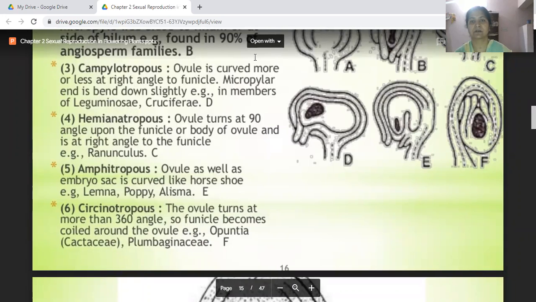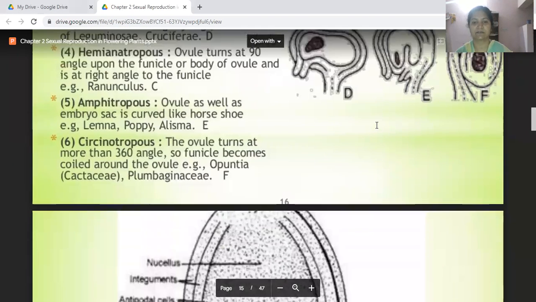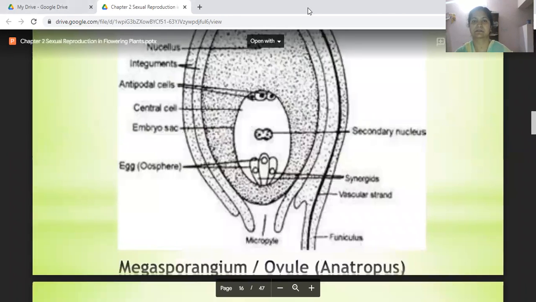coiled हो जाता है around the ovule. Funicle is coiled around the ovule. It is seen in F, Sarcinotropous ovule. Now, after looking at various ovules diagram, we are looking at the typical anatropous ovule, which is in maximum 90% of the plants.